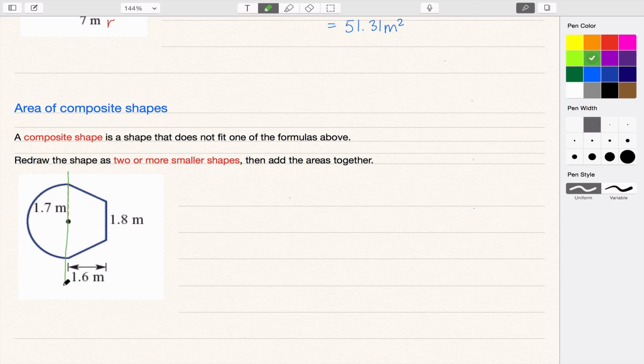I've had a look through here and I can see if I cut it like that, I end up with a semicircle on this side and a trapezium on this side. So I still need to write my formulas first, but I'm going to write it a little bit differently. I'm going to say the area, the total area equals the area of the semicircle plus the area of the trapezium.